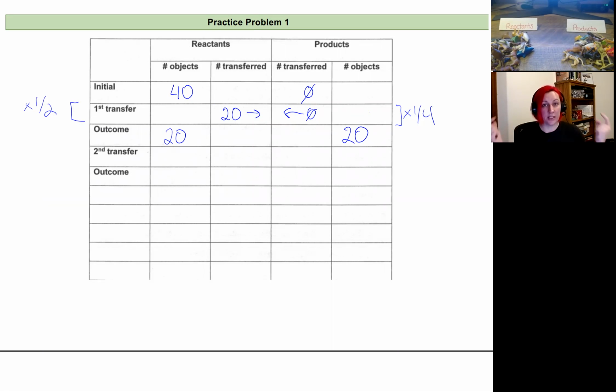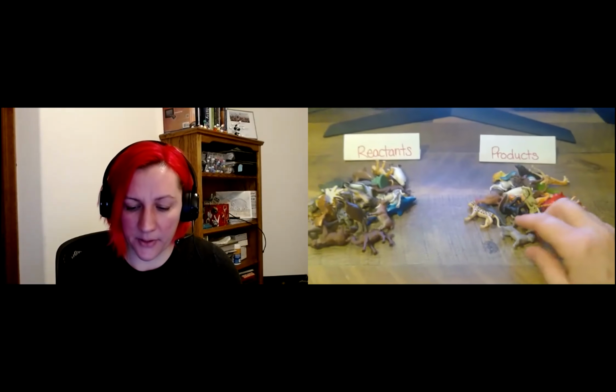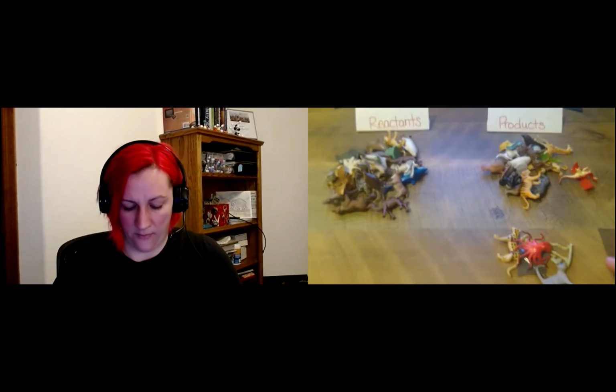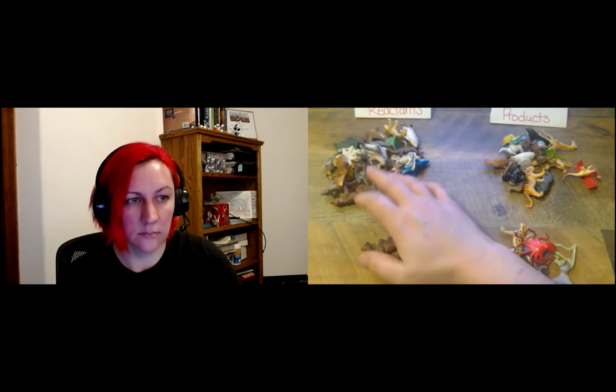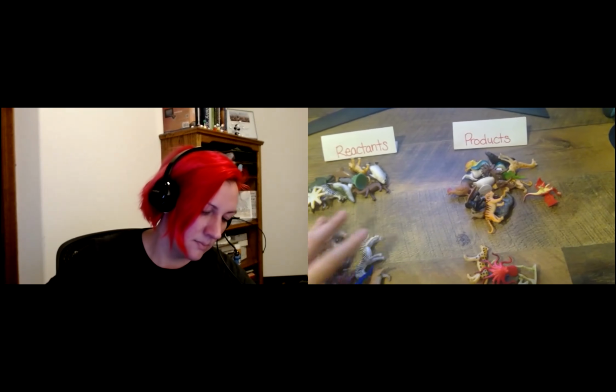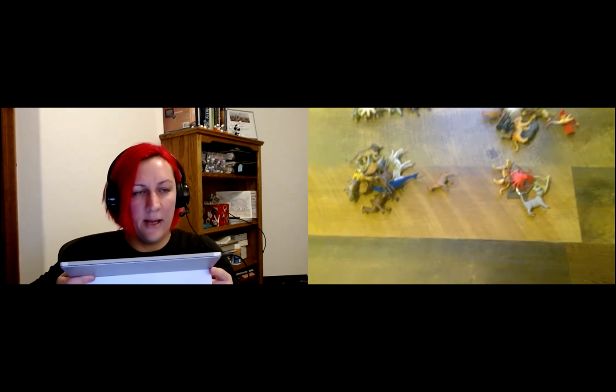Now each transfer is going to be simultaneous. So I'm going to think about what's half of my 20. So that'll be 10. And a quarter of my 20 objects for my products will be 5. So I'm going to transfer these at the exact same time. So I'm going to pull these out. All right, I've separated out 5 of my products. I think I've got 10 there of my reactants.